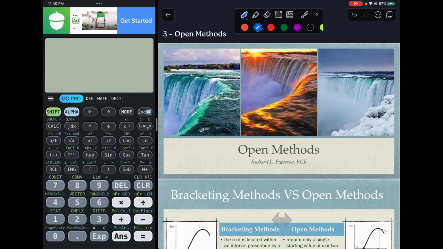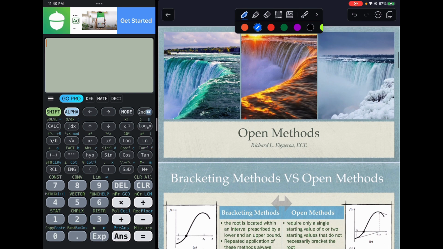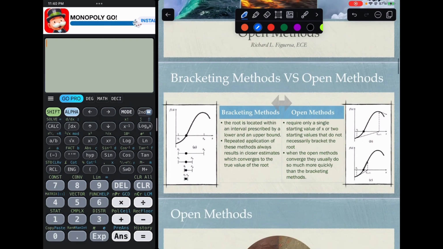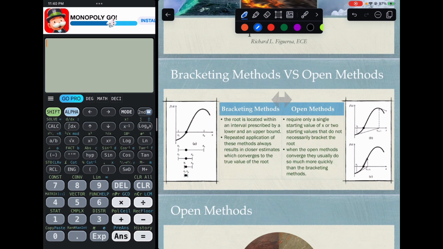Okay, hello. So we are now on open methods. Open methods are an alternative solution in finding the roots of a given function. The main difference, if we're going to compare it with the bracketing method, is that it only requires a single starting value of x or two starting values that do not necessarily bracket the root.